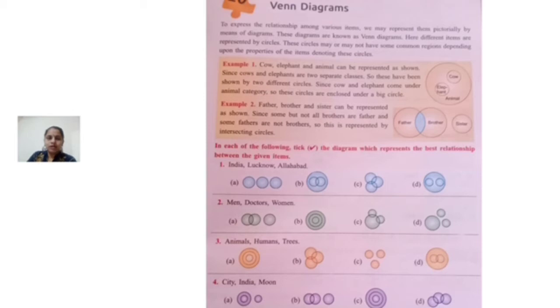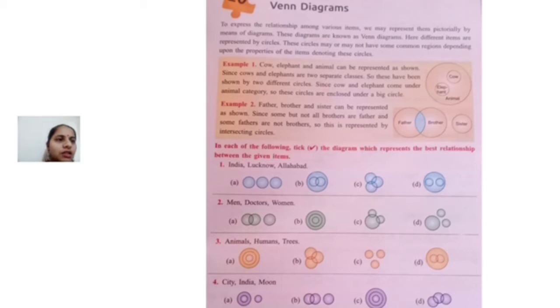But if we ask this type of question in the exam, we can show it this way also. For that, we'll see the first example here. Cow, elephant and animal can be represented as shown. Since cows and elephants are two separate classes, these have been shown by two different circles.